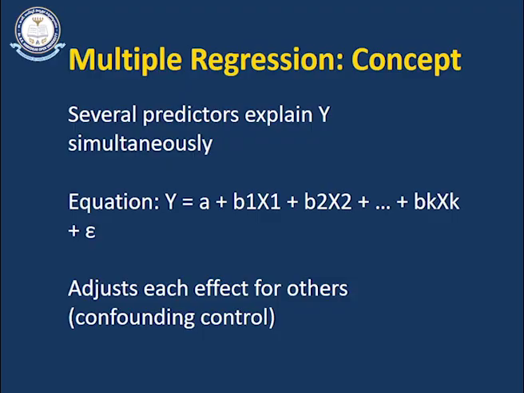But what is multiple regression analysis? The concept is quite clear. Several predictors, that means you will have several x's that will predict your dependent variable, which is nothing but y, simultaneously. Now the equation remains the same except that we have several predictors. So y equals a plus beta 1 x1 plus beta 2 x2, and it goes on till beta k xk, plus the error term. So there are multiple predictors in this.